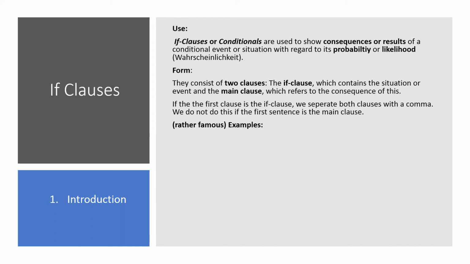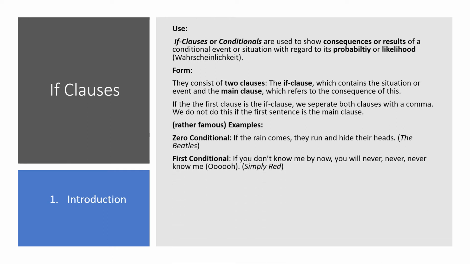Well, I looked up a few rather famous examples from songs to show you the different kinds of if clauses which we are going to deal with in the following. If the rain comes, they run and hide their heads. That's by the Beatles. Then one by Simply Red. No, I'm not going to sing it. If you don't know me by now, you will never, never, never know me.